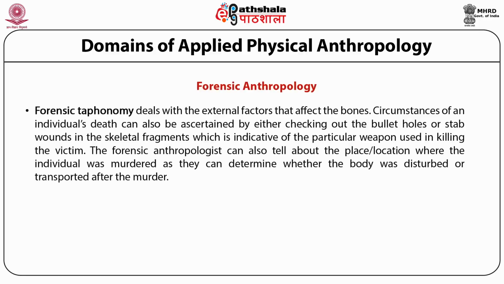Forensic taphonomy. Forensic taphonomy deals with the external factors that affect the bone. Circumstances of an individual's death can also be ascertained by checking out the bullet holes or stab wounds in the skeletal fragment, which is indicative of the particular weapons used in killing the victim. Forensic anthropology can also tell about the place or location where the individual was murdered, as they can determine whether the body was disturbed or transported after the murder.